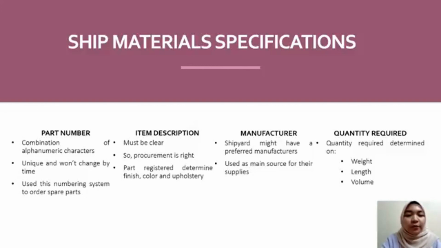The part register determines finish, color, and upholstery. Third is manufacturer. The shipyard might have a preferred manufacturer. The manufacturer is used as the main source for their supplies, and the last one is quantity required. Quantity required is determined by weight, length, and volume.